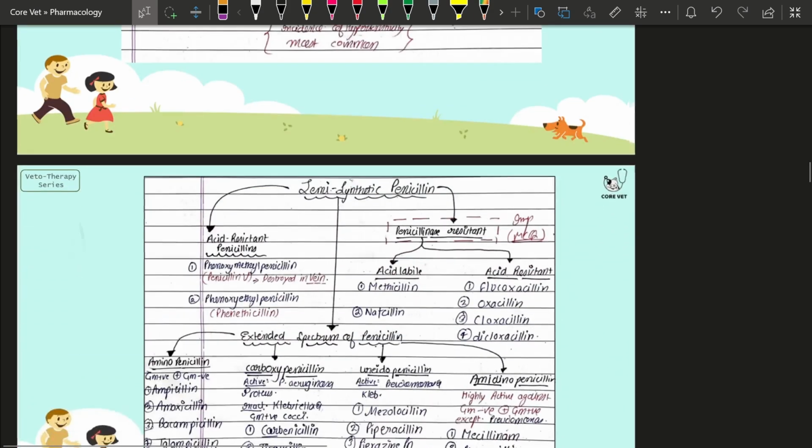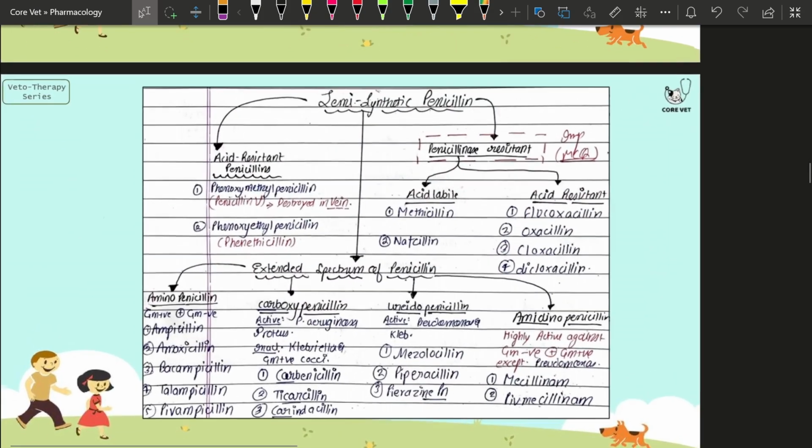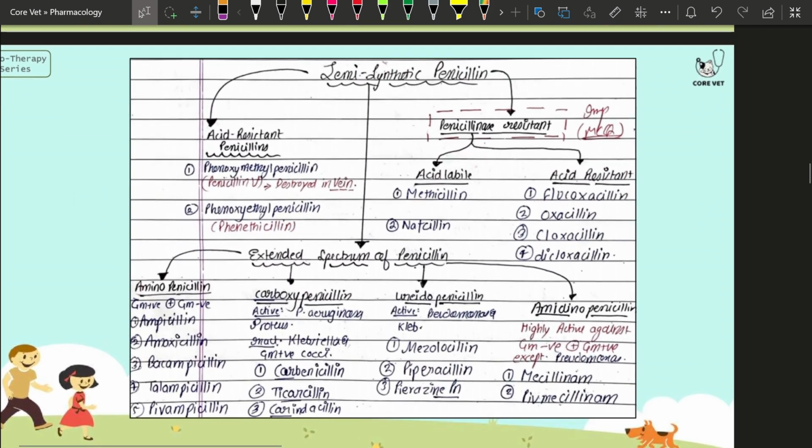Talking about the semi-synthetic penicillin, we could divide it into three divisions. The first one is the acid-resistant penicillin. The second is the penicillinase resistant, meaning they aren't going to be inactivated by the penicillinase enzyme.